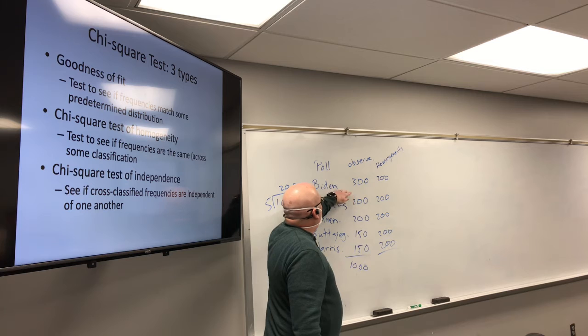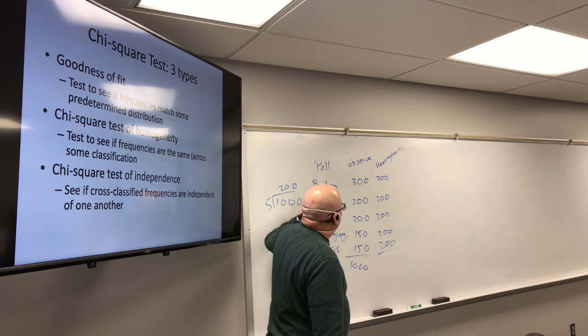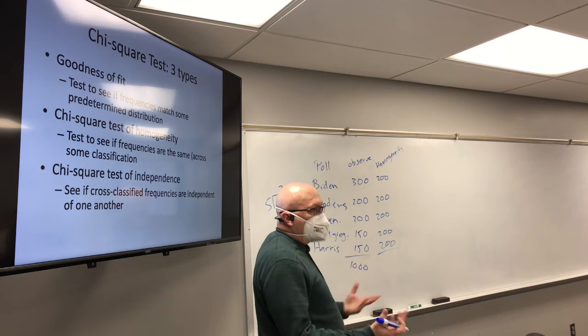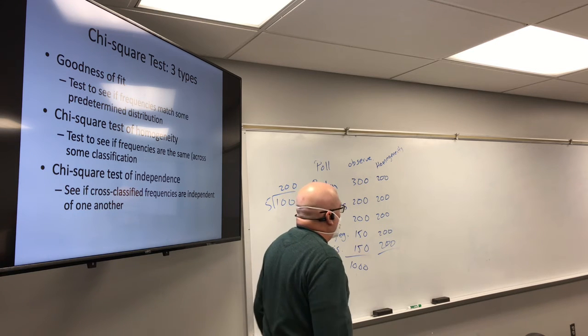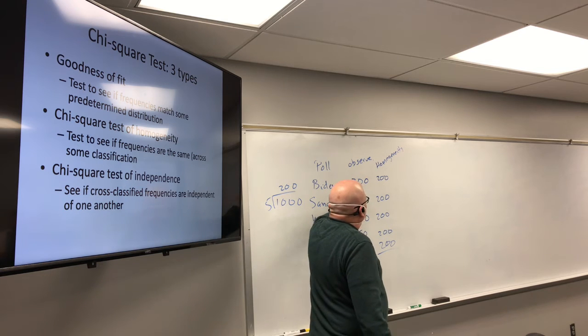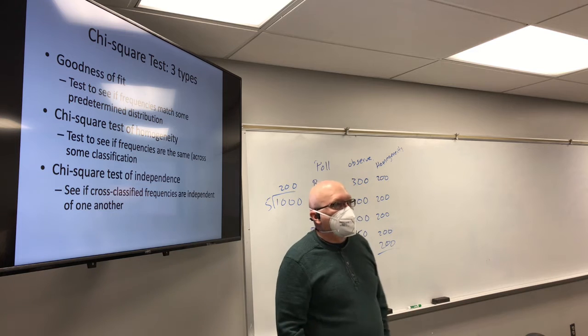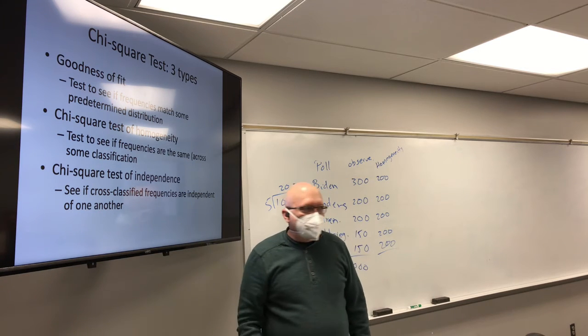And it looks like people might prefer Biden slightly more so, no preference for Sanders and Warren, and they tend to not prefer Buttigieg and Harris as much. This is testing an observed observation against some standard of equality across all categories. That's what a homogeneity test is.